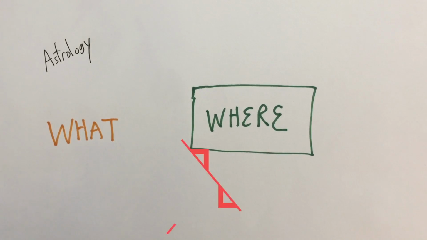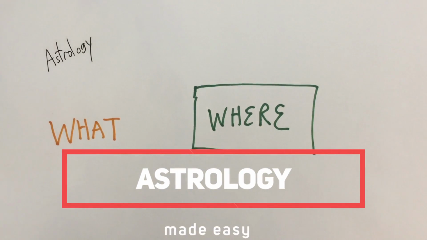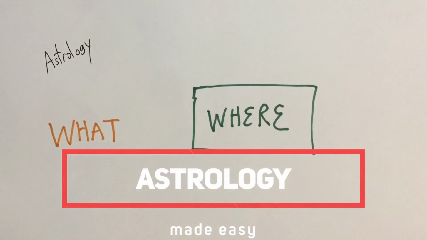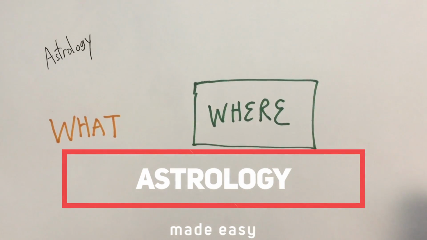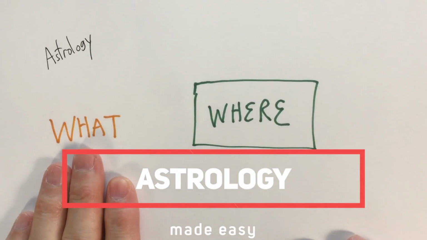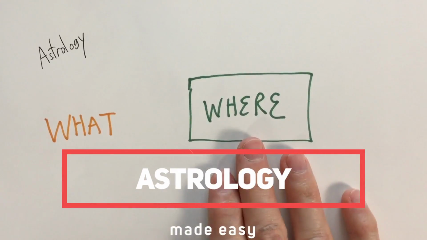So we're going to make astrology easy by giving you memory cues, memory helpers, mnemonics, things like this to help you easily remember everything, and we're also going to greatly simplify basic astrology. So here's what astrology is. It's a what and a where. A what is like a planet, and a where is a house.